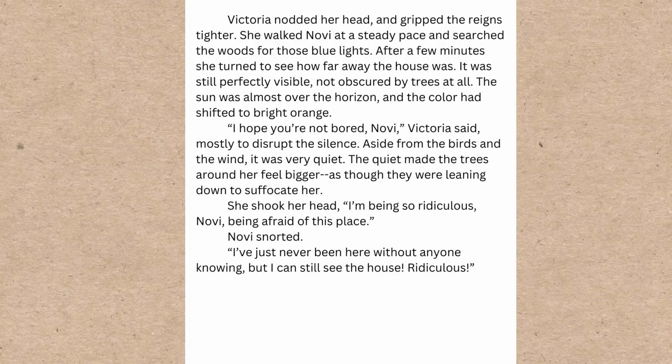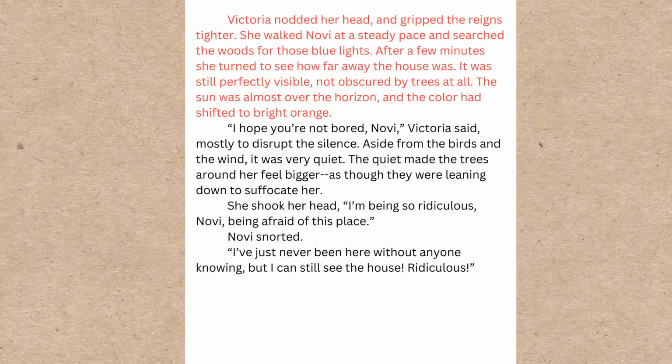Victoria nodded her head and gripped the reins tighter. She walked Novi at a steady pace and searched the woods for those blue lights. After a few minutes, she turned to see how far away the house was. It was still perfectly visible, not obscured by trees at all. The sun was almost over the horizon, and the color had shifted to bright orange.